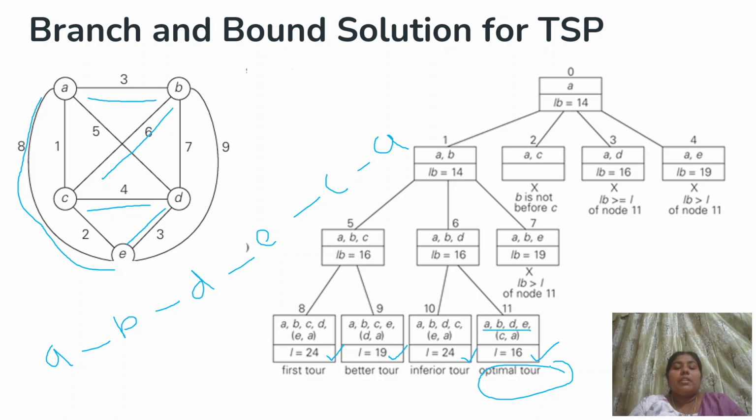I am just checking here. Compared to this one, the next best solution is A, B, C, E, D as well as A, whose lower bound value is equal to 19. So this is the state space construction of the particular traveling salesman problem using the branch and bound algorithm.